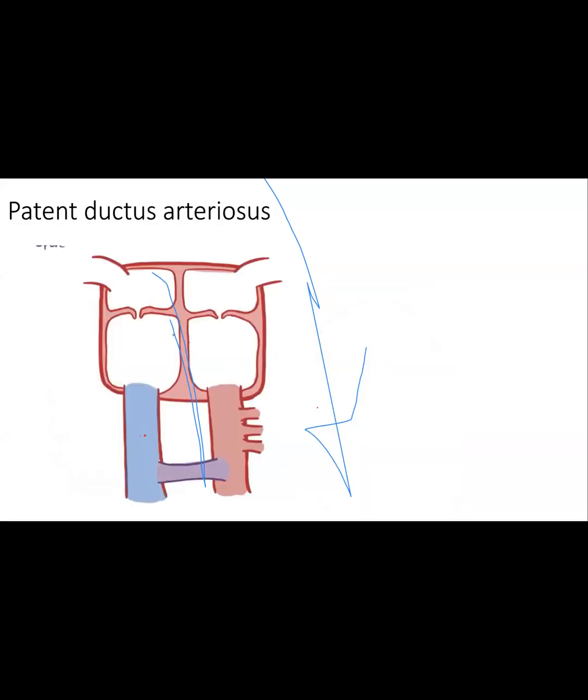Okay, this is a very simple illustration. So if we explain Eisenmenger syndrome and patent ductus arteriosus, this is the PDA, this is the aorta, and this is the pulmonary artery. So usually we said that there's a high pressure on the right side, and that's why the blood will move through this defect into here.